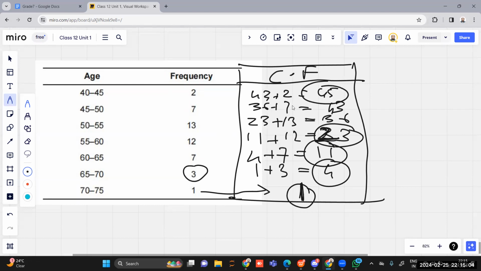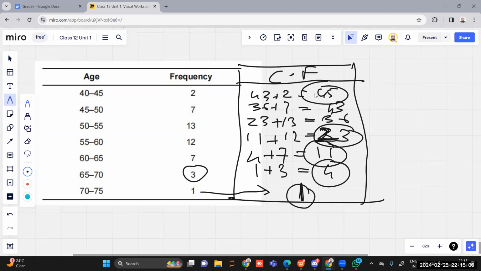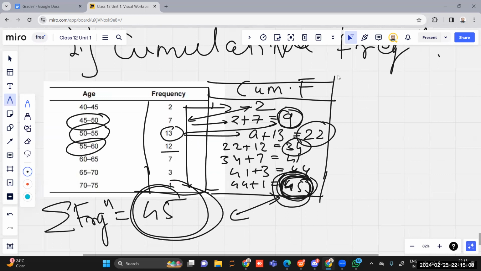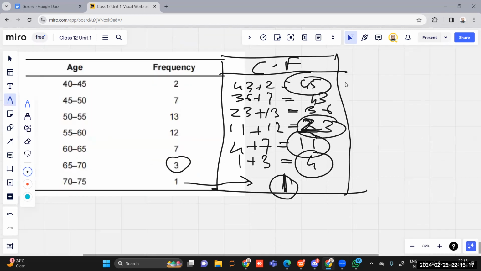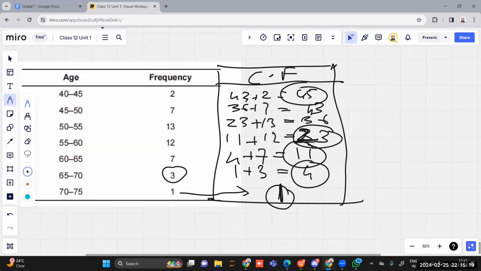Understood? Both are called cumulative frequency, but there is a difference. This is called less than type, and this is more than type. If there is a description given in your textbook, you'll see, but I have explained it. This is nothing hard and fast. It's very simple. Did you understand how to calculate it?